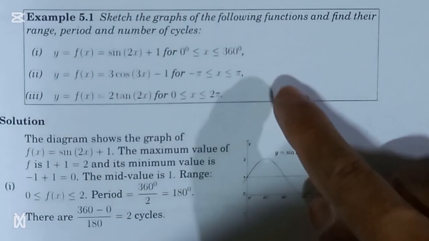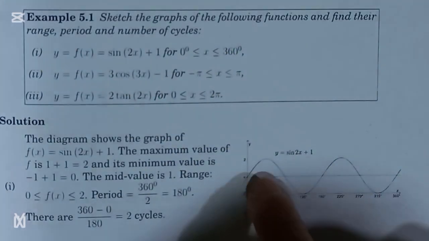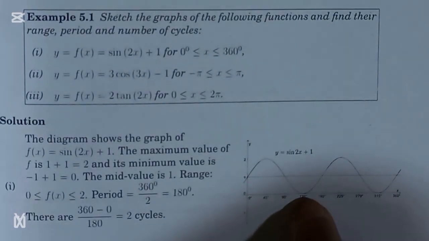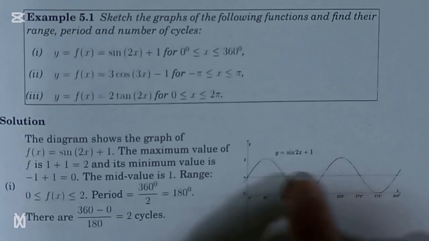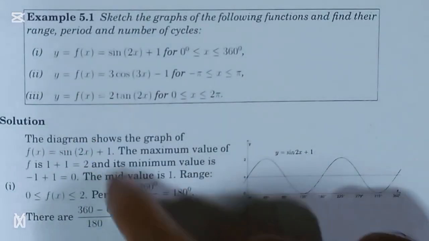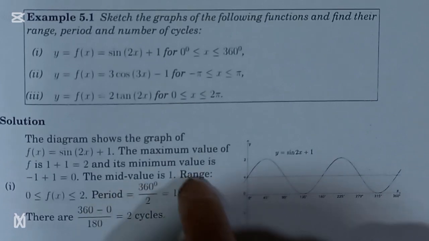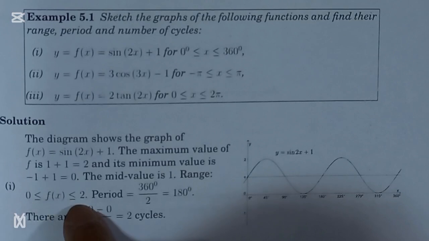Further, look now. The requirement is to find the range. From the graph you can see the maximum value obtained is 2 and the minimum value obtained is 0. So the range is f of x greater than or equal to 0 and less than or equal to 2.